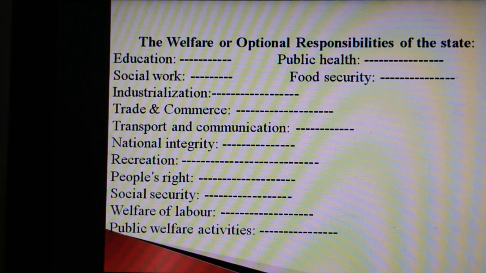Dear student, these are the welfare activities of the state. As much as the welfare activities of the state are expanded, as much the country will be a welfare state. USA, UK, Japan, Singapore, Canada are the examples of welfare states.